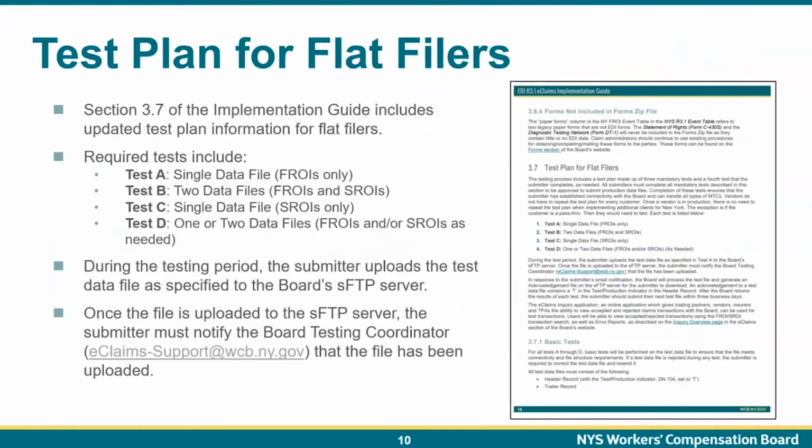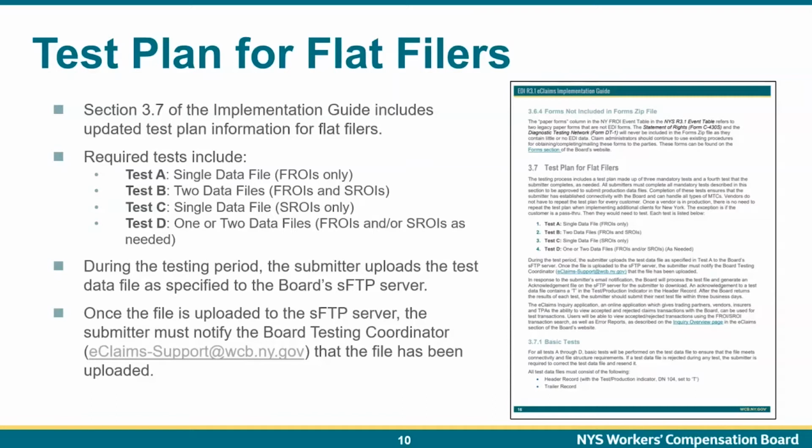The test plan for flat filers, we just want to go over at a high level. Reminder of what that includes. You can find this within section 3.7 of the implementation guide. The required tests are test A, the single data file for Froys only, test B, which is 2 data files of Froys and Shroys, test C, which is a single data file Shroys only, and test D, which is 1 or 2 data files and can be Froys and or Shroys as needed. Typically test D is just reserved if you want to continue testing, you're able to do so.